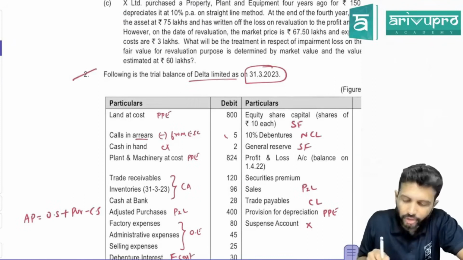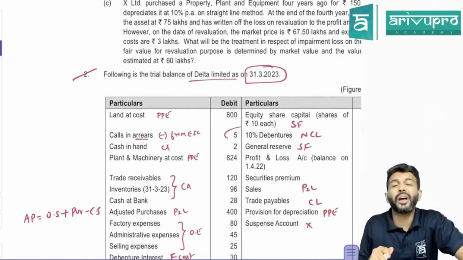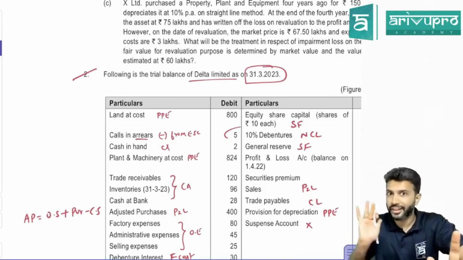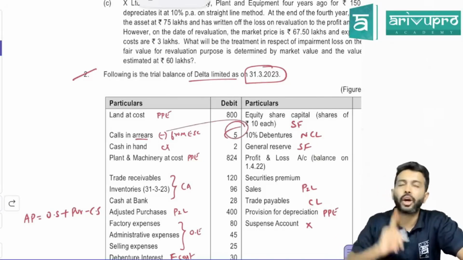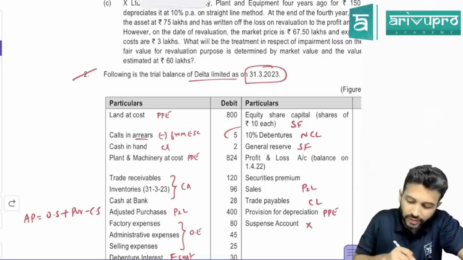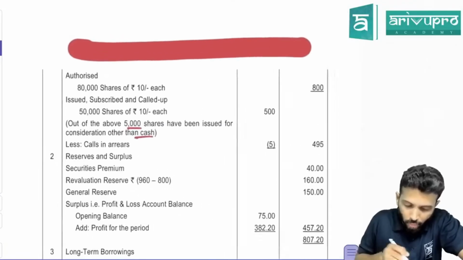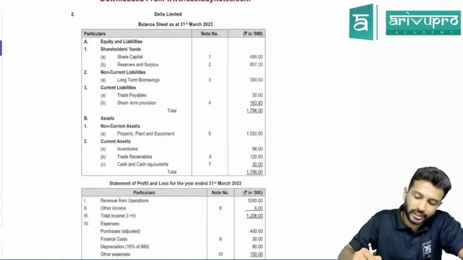Calls in arrears. So, what do you do for calls in arrears? Calls in arrears is deducted from the capital. From equity share capital, you will deduct it. Yes. Calls in arrears is related to share capital, no? So, you'll reduce it from equity share capital. Normally, we prepared note number 1 for equity share capital. So, check, have they deducted 5 from equity share capital in note number 1? This is your note number 1. They have reduced 5. That's nothing but your calls in arrears. Other things, we'll see later.